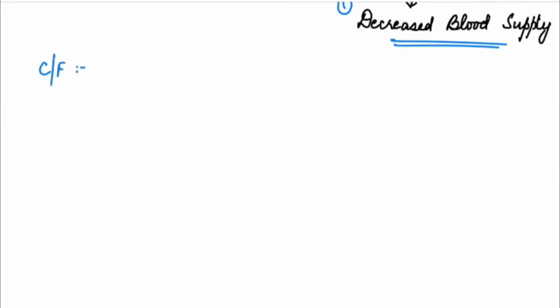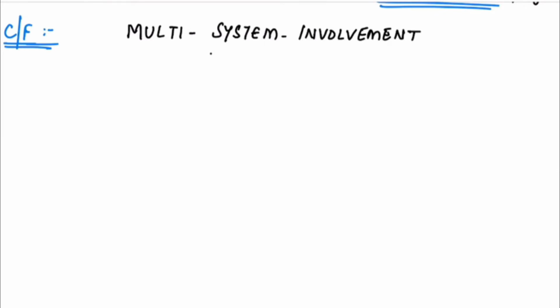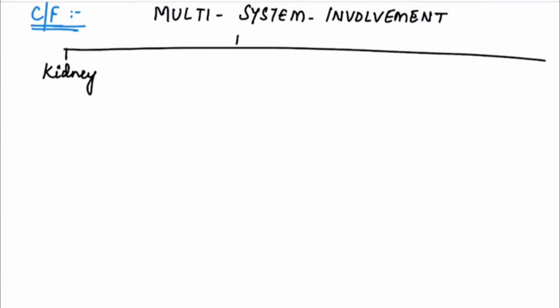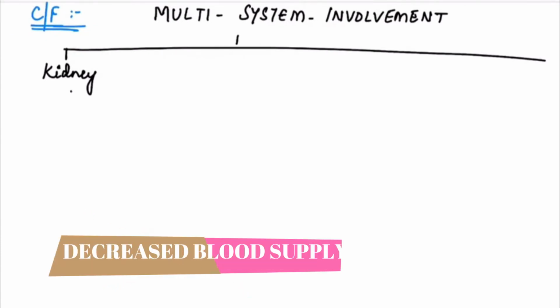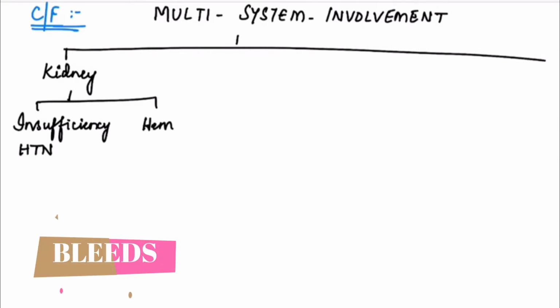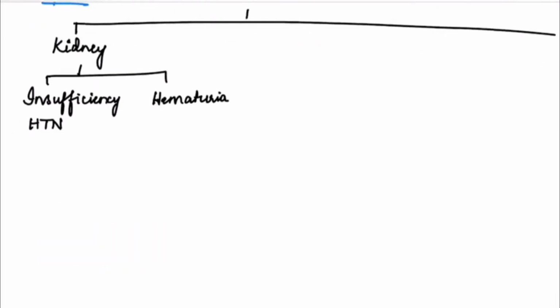Now we'll look at the clinical features. In polyarteritis nodosa, there is multi-system involvement. The first and the foremost organ to be involved is kidney. In the kidney, when there is decreased blood supply, it will lead to renal insufficiency and hypertension. And similarly, when the microaneurysms rupture and produce bleeds, the patient may present with hematuria.